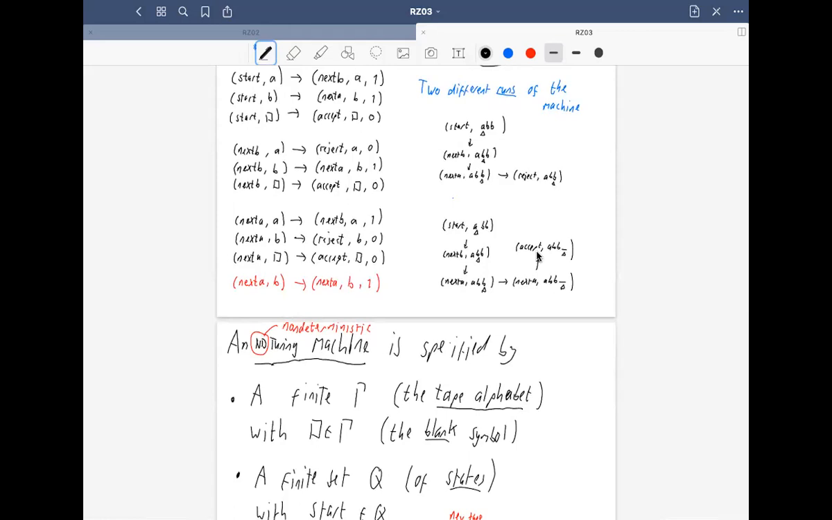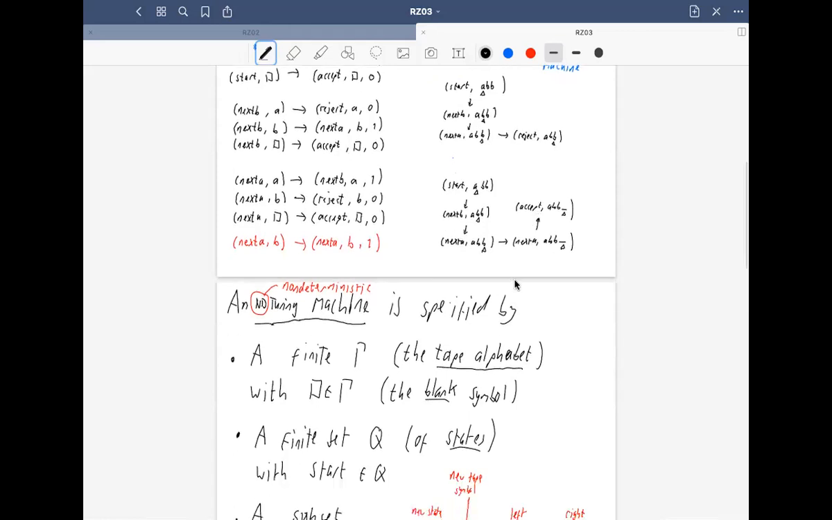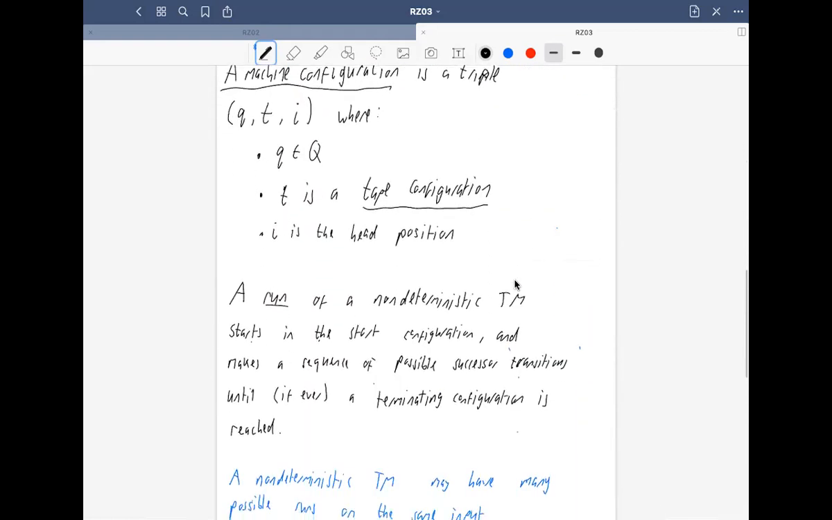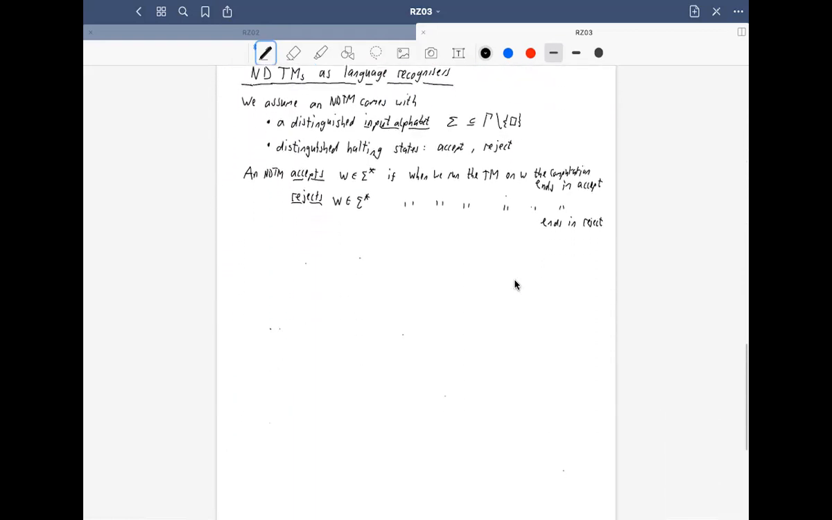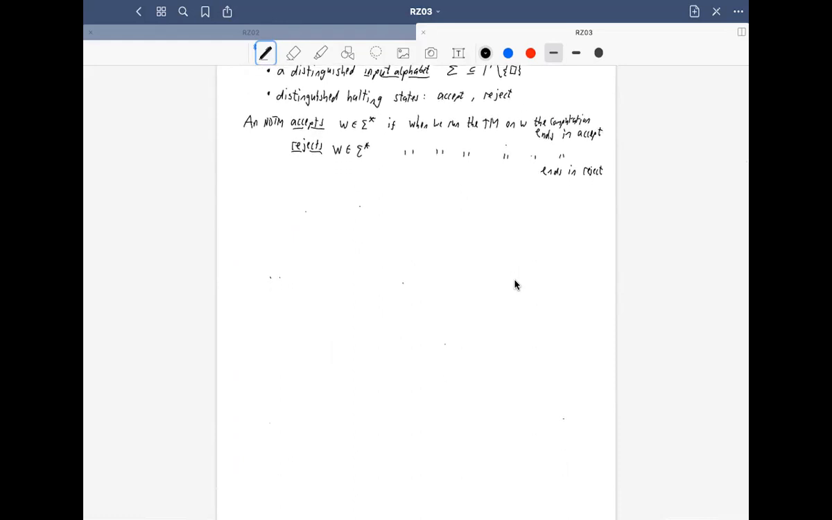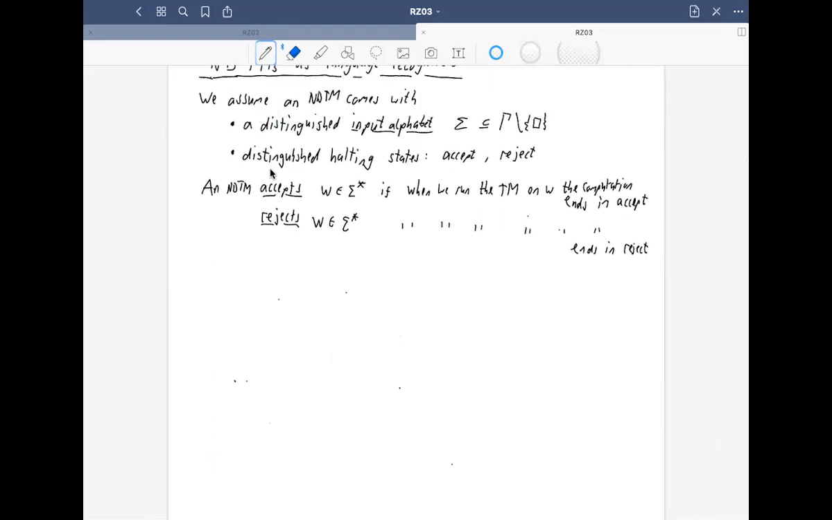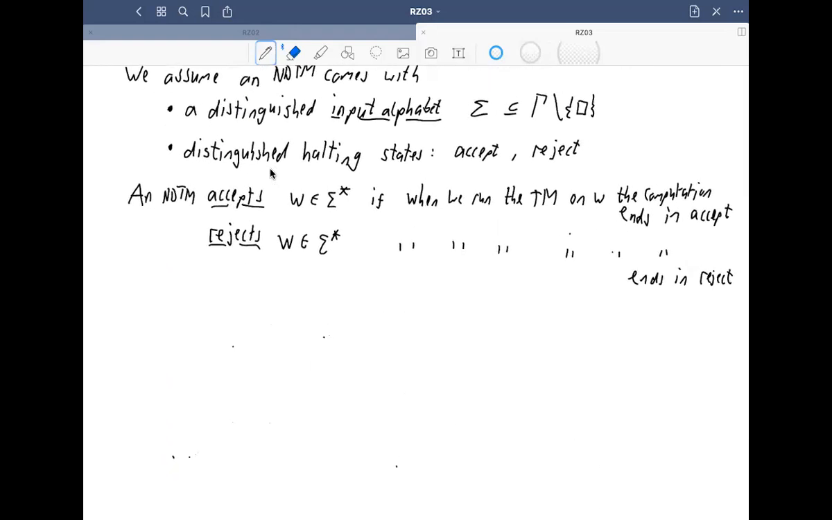So we might get conflicting answers. So we need to give some way of saying what it means to accept a word that's unambiguous. So what we require is this: to accept a word, we say the non-deterministic machine accepts the word if there is some run that returns accept. It doesn't matter if some other runs say reject, that's just a bad answer. As long as at least one run says accept, then we accept the word.